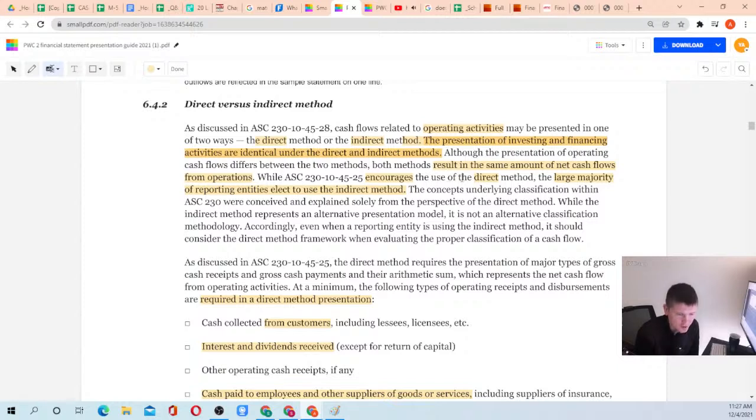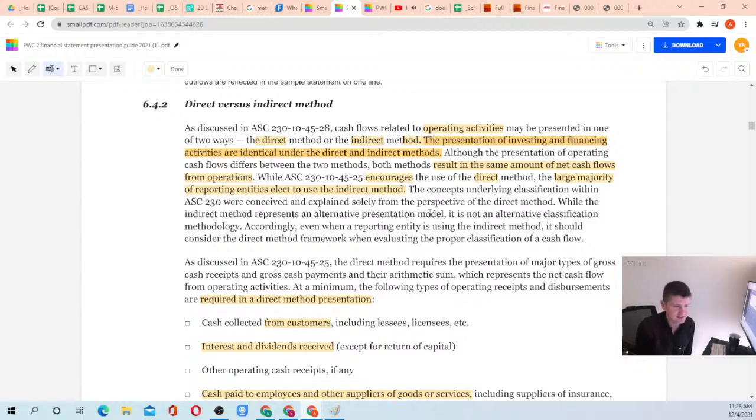And the standard encourages the use of the direct method. The large majority of reporting entities elect to use the indirect method. So most of the companies, at least the public ones, use the indirect method because, with the level of detail you have about your operations, if it's a complex operation, you do not have enough data to use a direct method. That's the first argument. Then, even if you use a direct method, the standard requires you to reconcile your operating cash flow to net income.